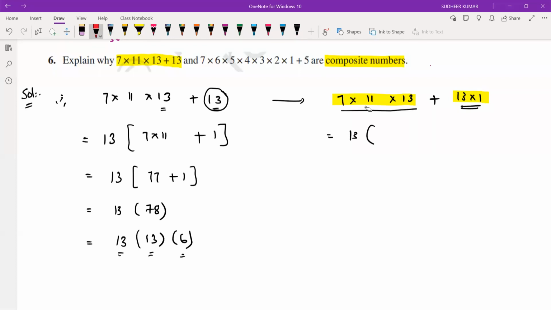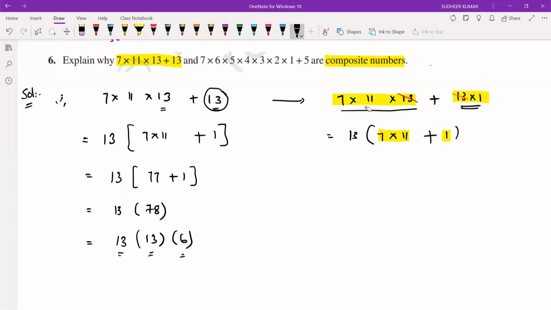After taking 13 common, the remaining value here is 7 into 11, plus 1. First we have to write it as it is. This is from the first part only. 13 already taken common, so the left out value is 1. That's it. Sir, this last step alone again, can you explain?